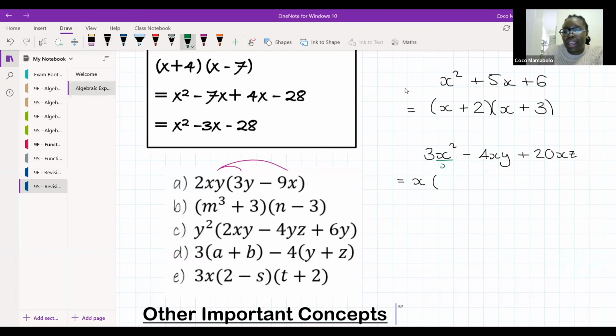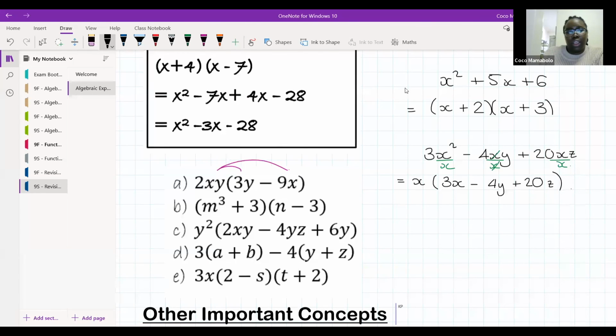We're going to divide by x, divide by x, divide by x. So if I divide by x, what is 3x squared divided by x? It's 3x. Good. Minus, what is 4xy divided by x? Don't forget that the x's will cancel each other. What do I have left? It's 4y. Good. What about 20xz divided by x? It's 20z. Good, plus 20z.